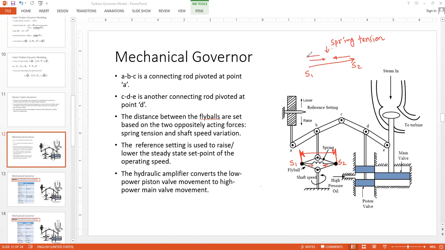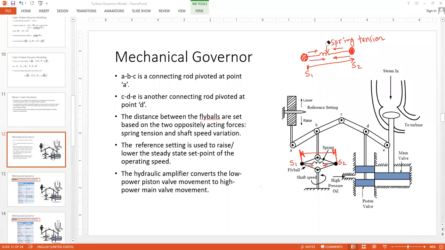So this is the spring, and these are the balls, the fly balls. The spring tension is trying to pull the two balls near to its center. Due to the spring tension, the balls will experience a force towards the center of the spring. Is it clear? Yes, sir.